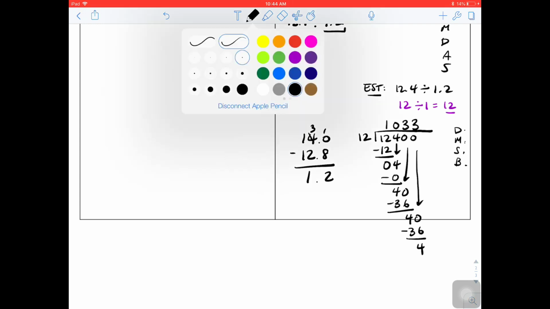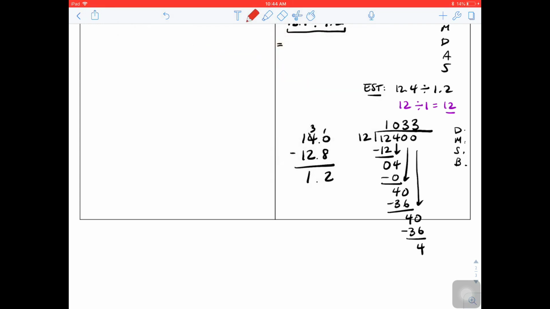But this is also something else I want you to look at. Notice that your remainder is 4 and the divisor is 12. So really, what you have as your remainder is 4/12. But I can see that the decimal is going to repeat, and 3 is going to be the repeating digit in the decimal.